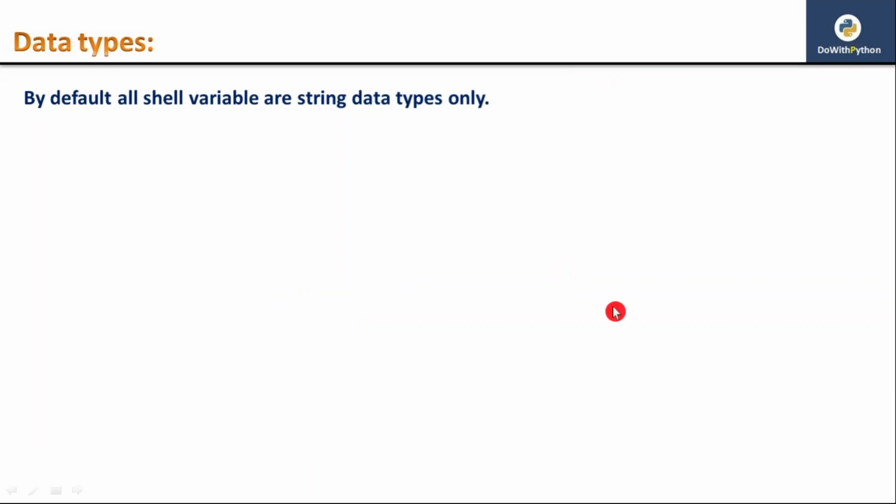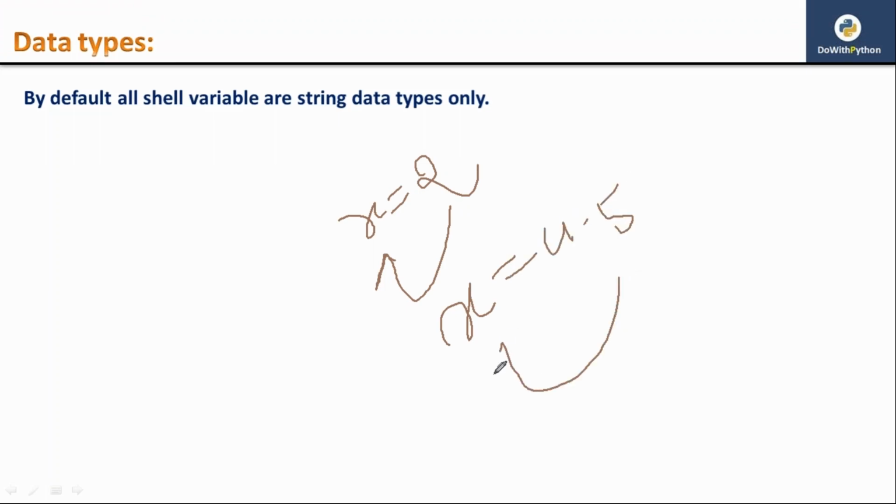Now in your shell script, by default all variables are string data type only. In other scripting languages like Python or Perl, if you write x equals to 2, then dynamically your x variable is treated as integer. If I take x equals to 4.5, then your x variable value will be treated as a floating point. But that dynamic conversion of your data type is not possible in shell script. This is one of the biggest disadvantages in shell script.